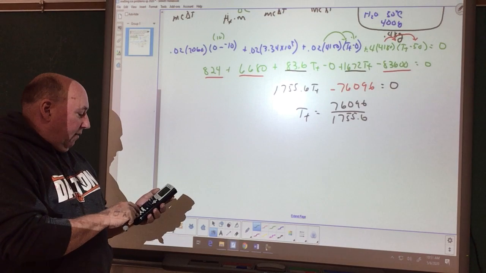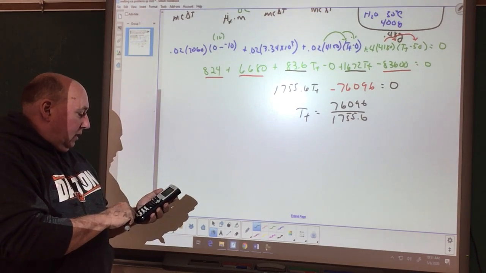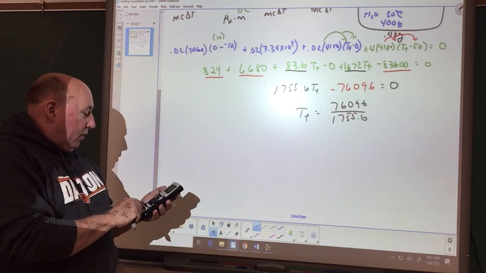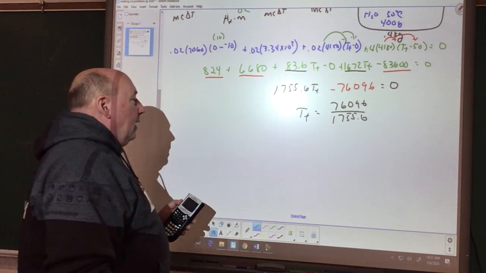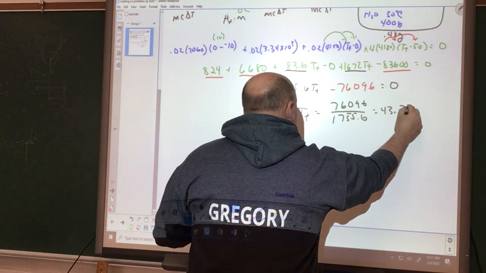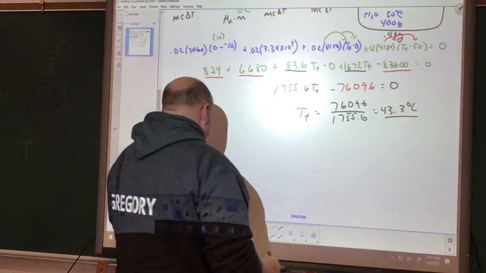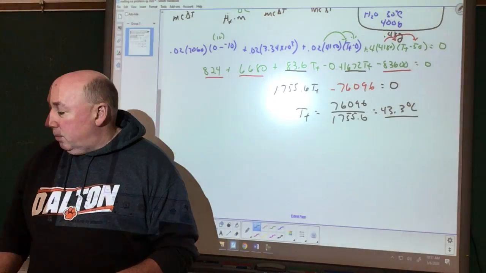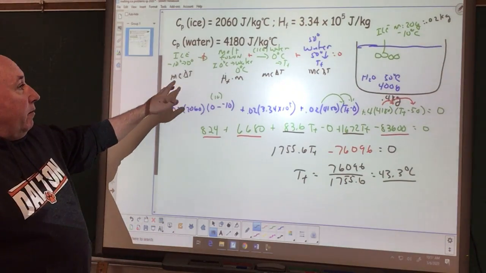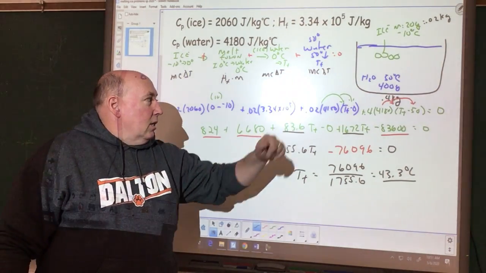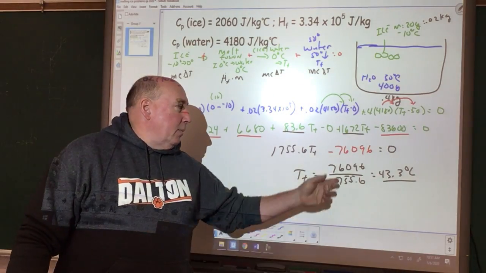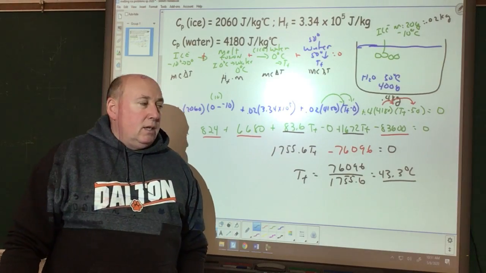So we have 76096 divided by 1755.6. And we get a temperature of 43.3 degrees Celsius. This would be our final temperature. So adding 20 grams of water or ice into this water at 50 degrees Celsius, I decrease the temperature by about 7 degrees Celsius.